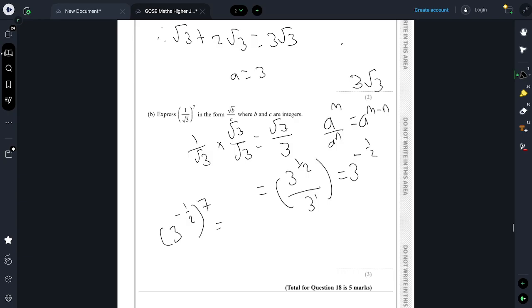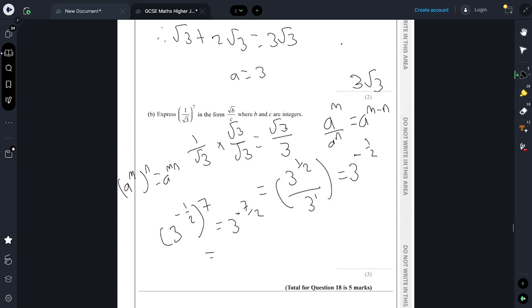And you should also recognise this index law, which we did actually quote in another question, didn't we? a to the m, to the n, is a to the mn. So if you have a power raised to another power, you just times the powers together. So minus a half times 7 is 3 to the minus 7 over 2. So now we just need to get this into a number again.